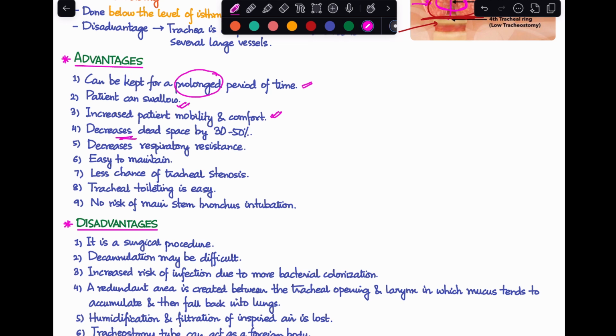There is a decrease in dead space by 30 to 50% and a decrease in the respiratory resistance, all of which is leading to increased airway ventilation. So, these are also some advantages that we are seeing with tracheostomy. Tracheostomy is also something that is easy to maintain, with less chances of causing tracheal stenosis. Tracheal toileting becomes very easy, and there is no risk of main stem bronchus intubation with these cases. So, these are all our advantages of tracheostomy over intubation.